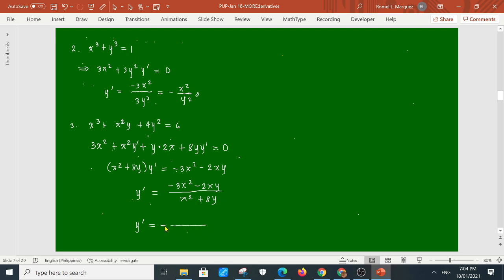Factor out negative. So, we have in the numerator, factor out x. So, we got 3x plus 2y all over x squared plus 8y. Okay, guys? That's the answer.